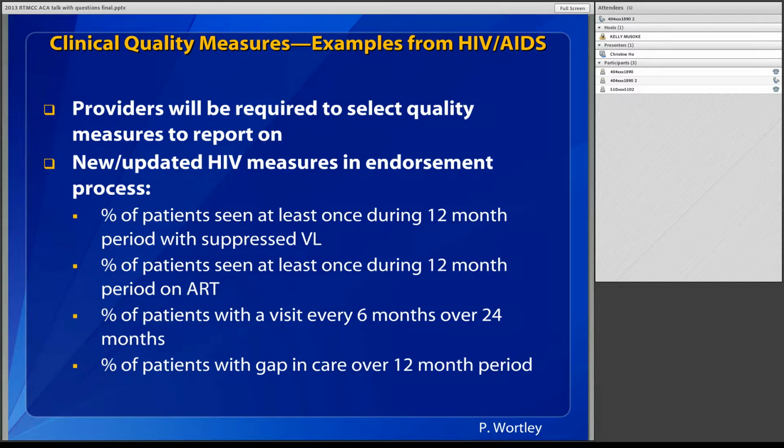So for HIV, some measures are the percent of patients seen at least once during a 12-month period with a suppressed viral load, the percent of patients seen at least once during a 12-month period on antiretroviral therapies, percent of patients with a visit every 6 months over 24 months, and percent of patients with a gap in care over a 12-month period. So you can see that if there's a facility that took care of a lot of HIV patients and they chose to focus on one of these clinical quality measures, these are measures that are really looking at encouraging continuity of care for patients with HIV, that they get viral loads, and that their viral loads are suppressed.